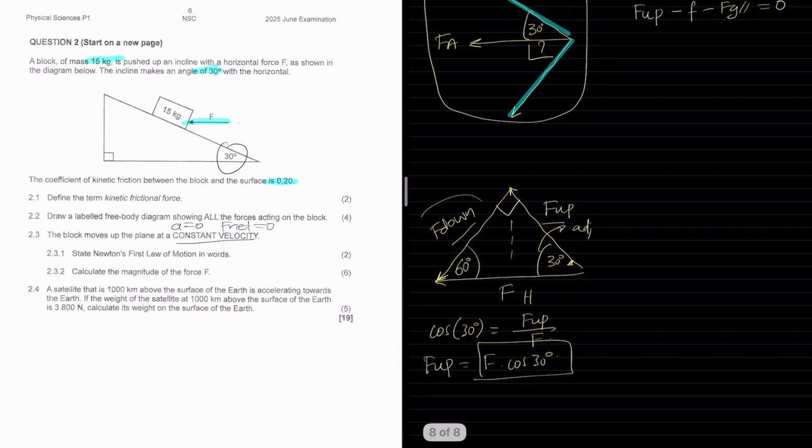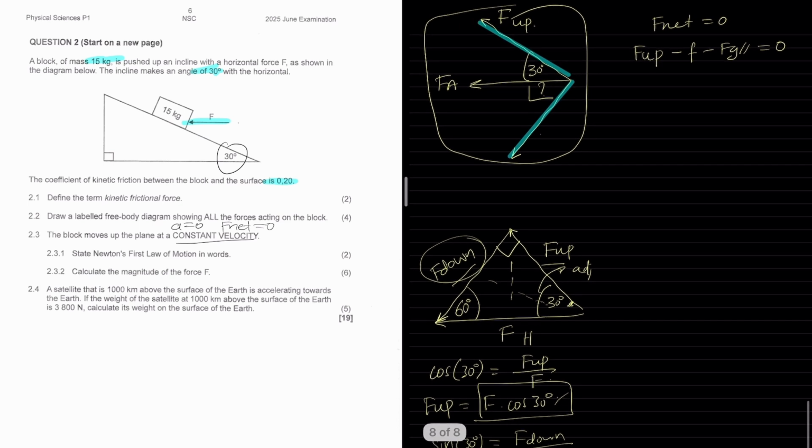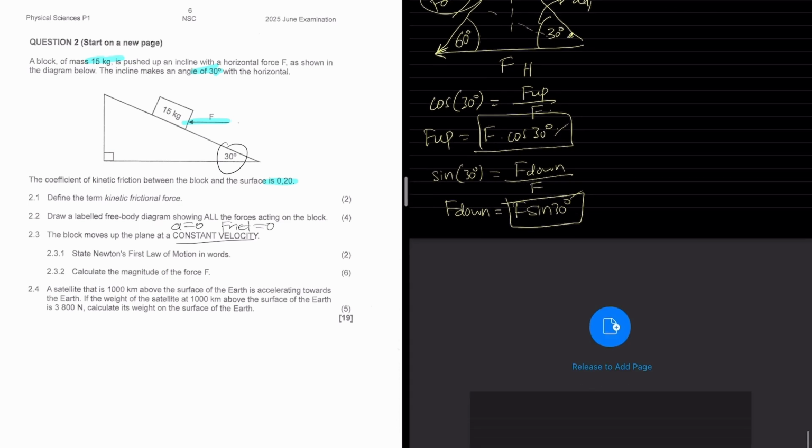Then let's look at F down. So F down is going to be, we can use sine for that. So we'll say sine of 30 degrees is equal to F down divided by F. So that means F down is equal to F times sine 30 degrees. So we're interested in those two. We also need to know what friction is going to be.